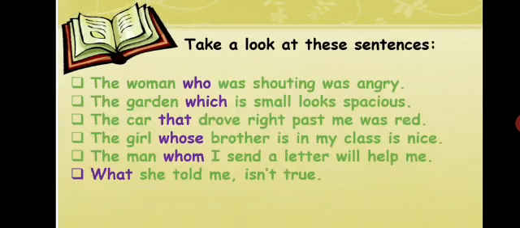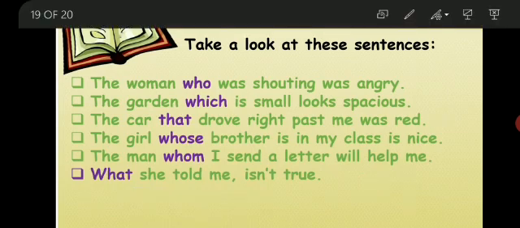Okay, now for further clarification, we will have a look at these sentences. The woman who was shouting was angry. As I told you, for persons we use who. The garden, which is small, looks spacious. For objects, we use which. The car that drove right past me was red. Again, for objects, when we want to point out something, we use that.